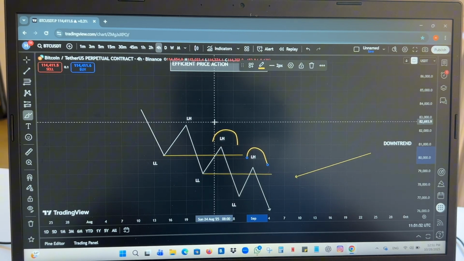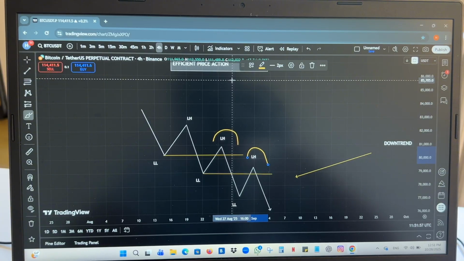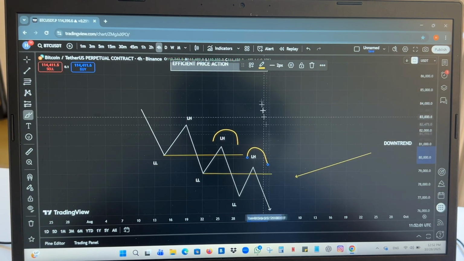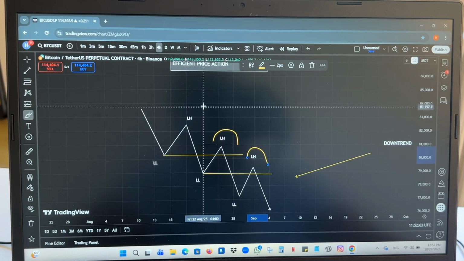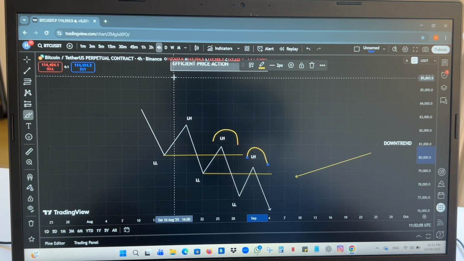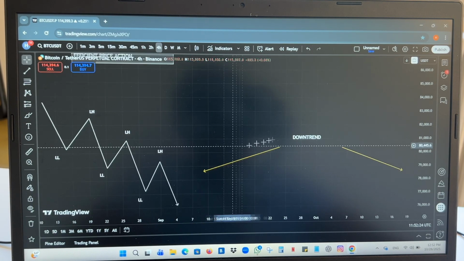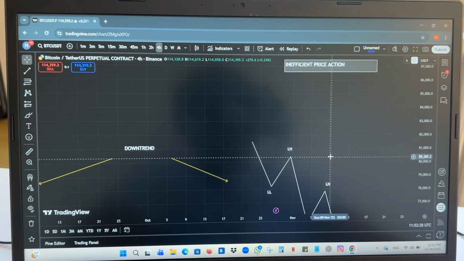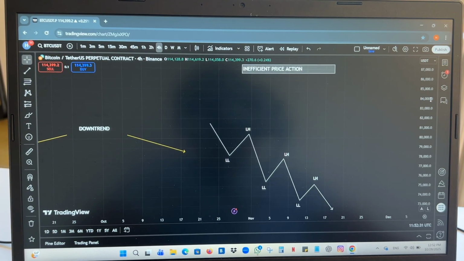So in this scenario, we are gonna look at the highs. Previously, we looked at the lows. So in these highs, it has gone past the lower low levels. So in these kinds of markets, we call it an efficient price action. And then when we talk about the inefficient price action, it's going to be the same scenario.